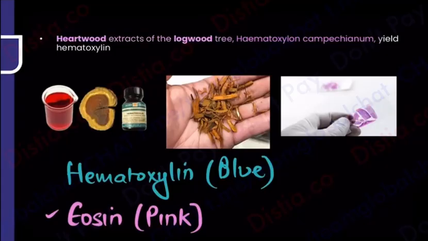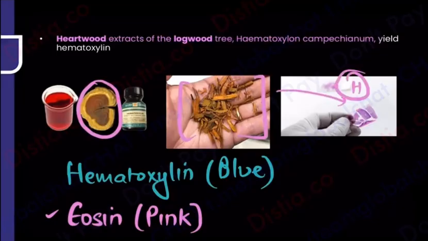Go back to the first chapter, I've taught you there as well. Heartwood of the logwood tree, which is Hematoxylon campechianum, that is a tree. I've shown you some tree barks. I've shown you some pieces and twigs of the tree from which this hematoxylin was actually extracted. So yes, we are going to do hematoxylin and eosin staining.